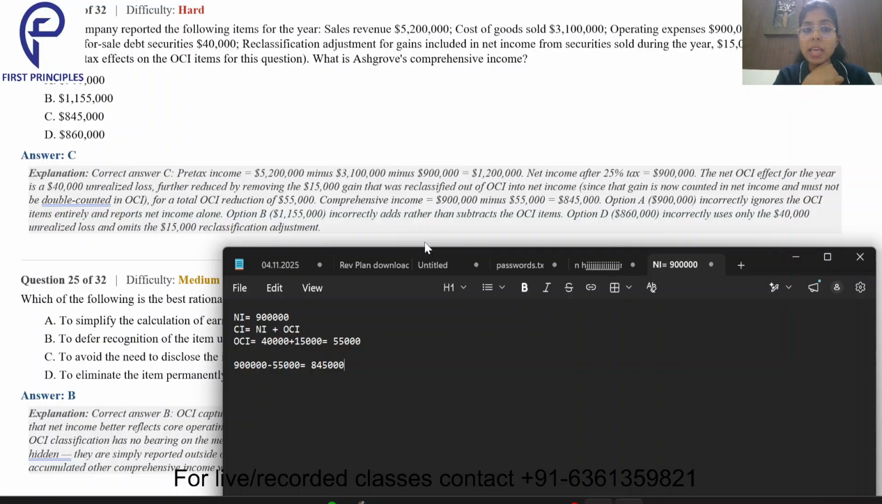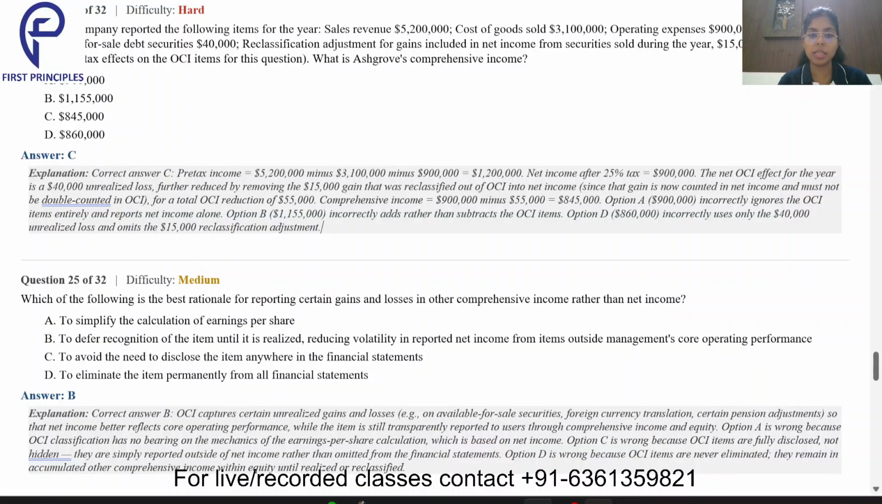Acha, why are we reducing this also, the reclassification? Because we are not including this gain as a part of my OCI. We are reclassifying, and reclassifying means moving from one place to another. So we are going to include it in my net income. That is why, to avoid double counting it, we are reducing it.